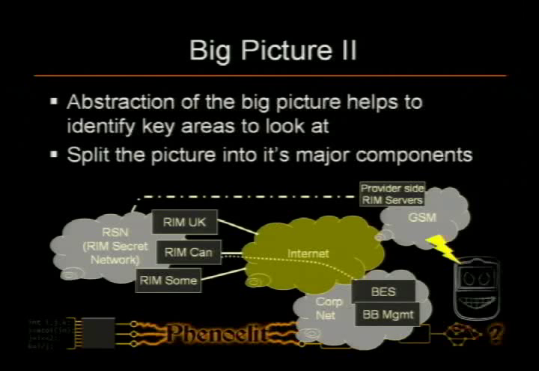So you have the evil Blackberry to the right. Then you have the GSM network. We're German, so we're living in like GSM land. You have provider-side servers that are obviously somehow specialized at something related to RIM. Then you have the RIM secret network over here. And the border systems, they're called SRP, in different countries, UK, Canada, somewhere else.